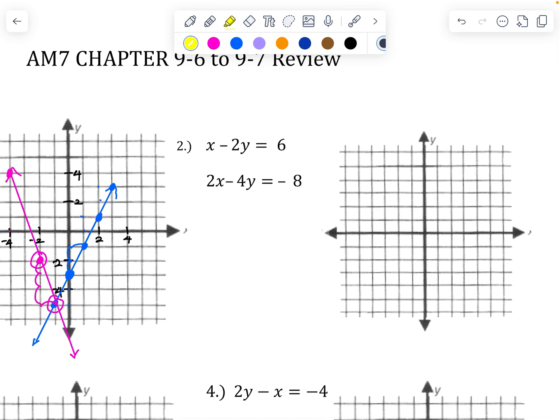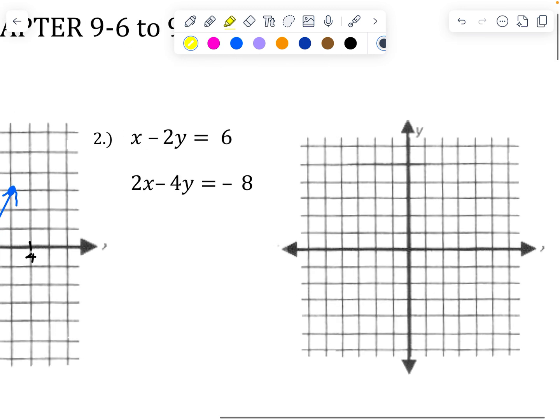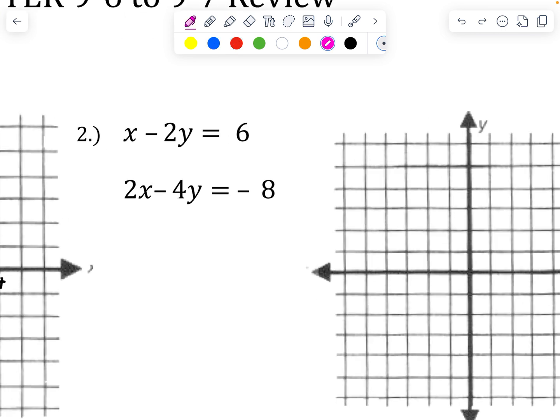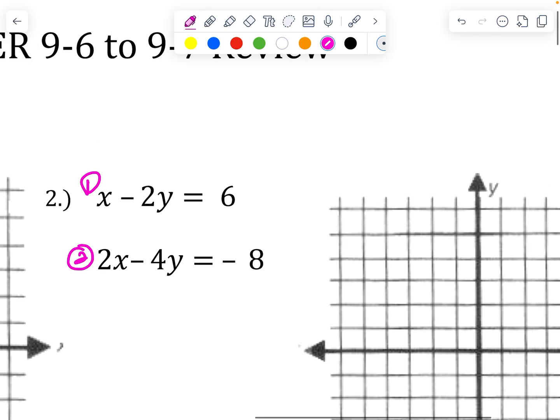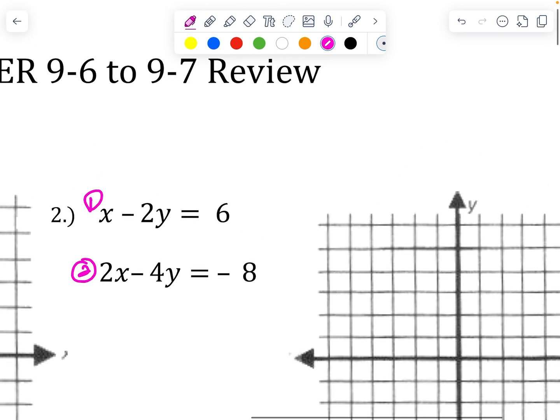Moving on, next one. Okay, so I don't want to rewrite everything in the slope-intercept form, because they both are not in slope-intercept form, they're in standard form. So I'm going to try to recall finding the x and y intercepts. Then number 1, number 2. So for my number 1, let me show work here.